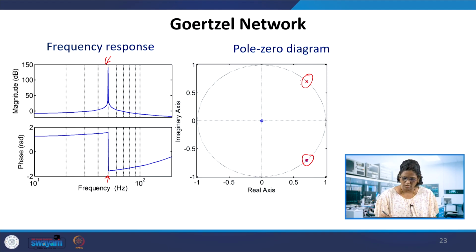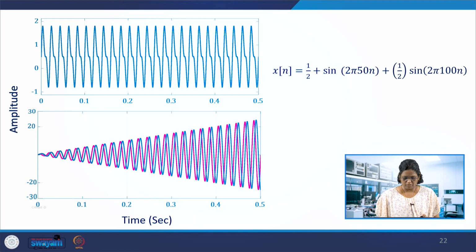Because this pole is lying on the unit circle, let us see the output which we get for this x of n, 0.5, 50 and 100, that is DC, fundamental and second harmonic. This is the input signal and the output signal, where we are extracting k equal to 1. Yes, we are getting this 50 hertz, but the amplitude seems to be growing continuously. It's not stabilizing because of the poles on the unit circle. It needs to be stabilized after some time.